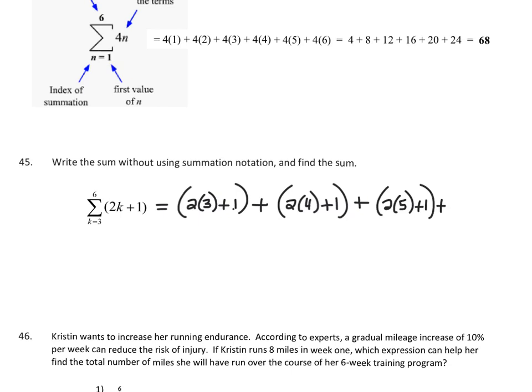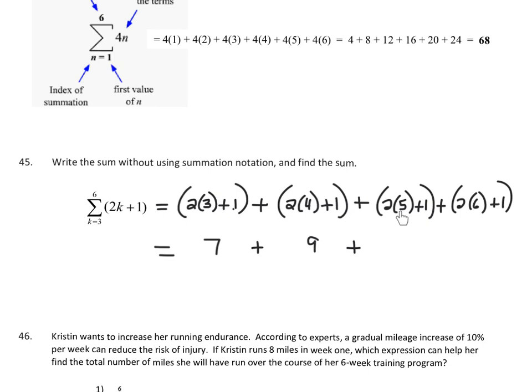And then we're actually at our last one because the number on top is a 6. So that's the last value that we're going to substitute the k with. So it'll be 2 times 6 plus 1. Then all we have to do is figure out what all of this is equal to. So 2 times 3 is 6, and 6 plus 1 is 7. So this is equal to 7. Then plus 2 times 4 is 8, and 8 plus 1 is 9.